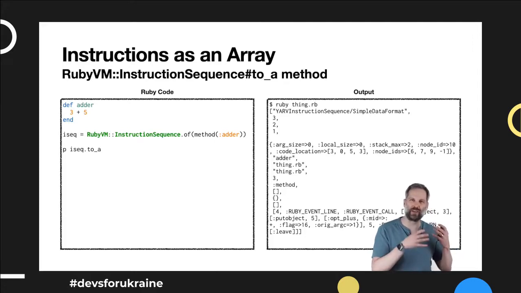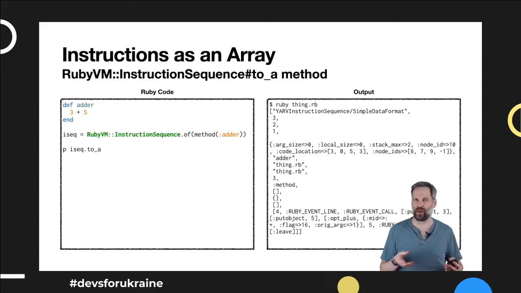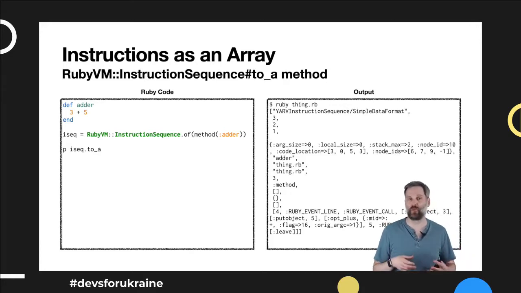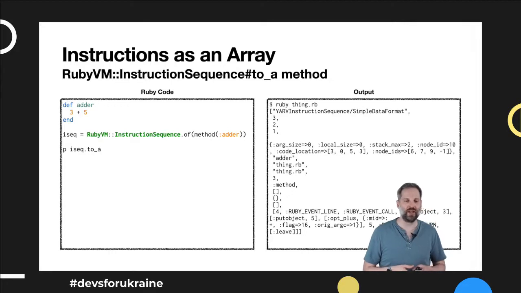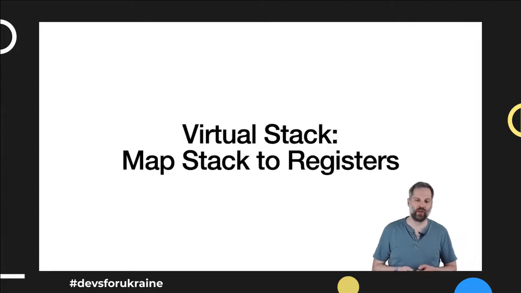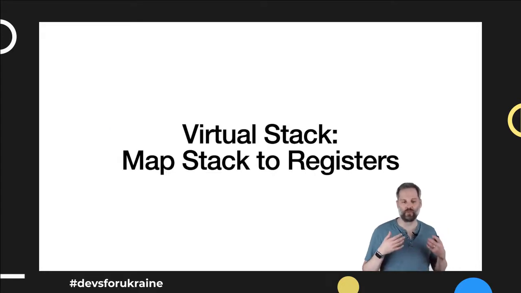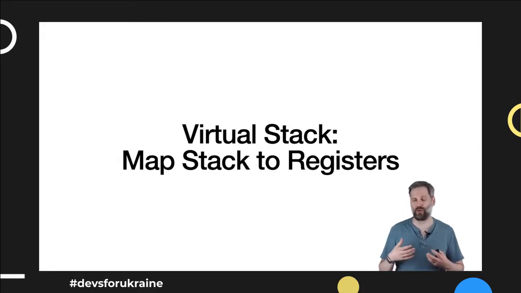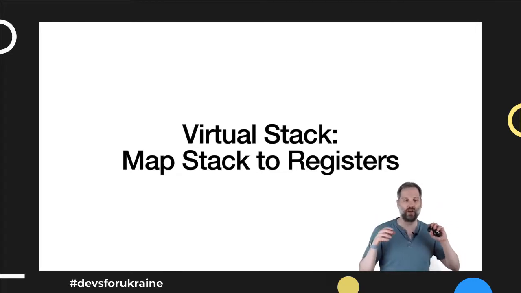And I know that the output of this looks really messy, but you don't need to read it. It's not super important what's written here. The important part is that we can programmatically access these byte codes or instructions. Since we can programmatically access them, we can write a converter. To write a converter, we create a class called a virtual stack, and this virtual stack maps the stack into registers.